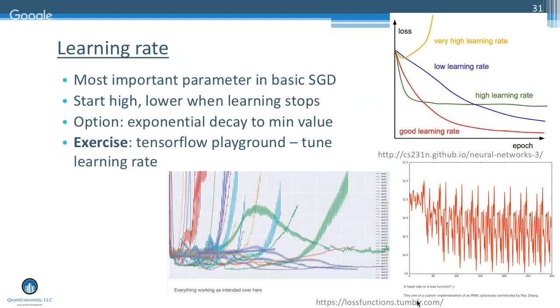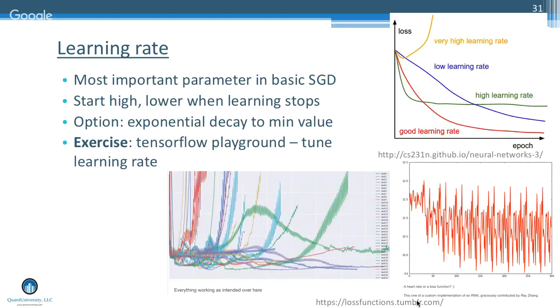Oftentimes, people will reduce it as you go. Basically, once your learning flattens out, if you drop the learning rate, it can fine tune a little bit more and get better. So there's heuristics. A number of the other optimizers are basically doing this. Behind the scenes they're trying to automatically tune the learning rate, in some cases using different learning rates for different parameters, depending on how much of an effect that seems to have.